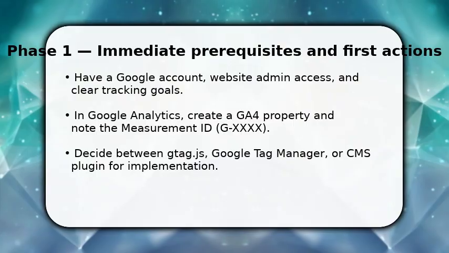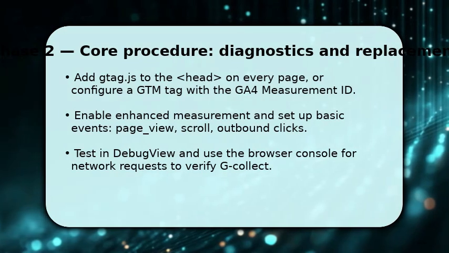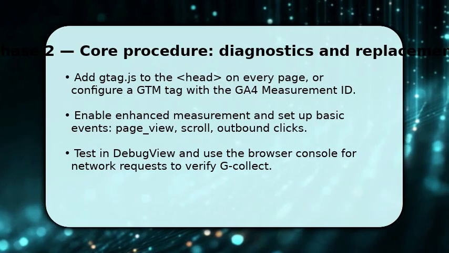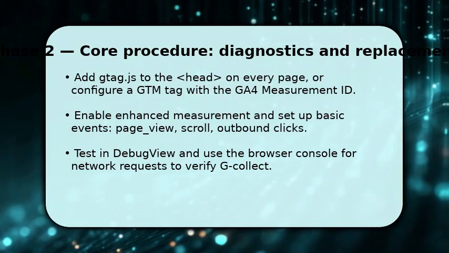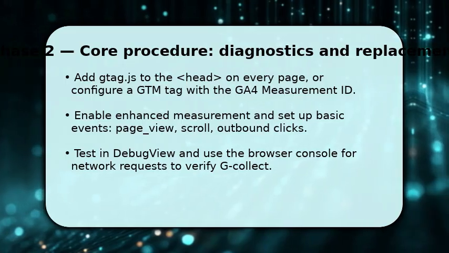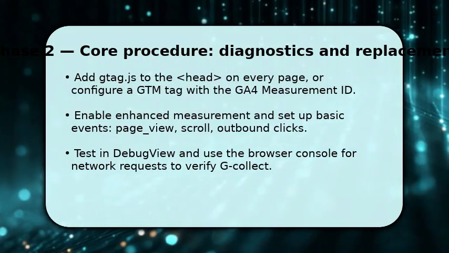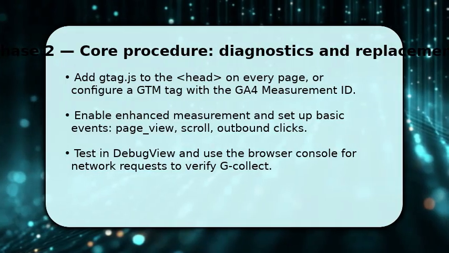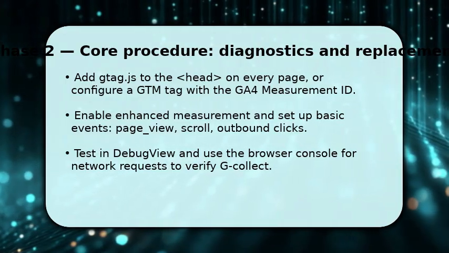Now implement the tracking code according to your chosen method. If using gtag.js, paste the snippet into the site head and insert the measurement ID. If using Tag Manager, create a GA4 configuration tag and publish the container. Enable enhanced measurement to capture common interactions and add any custom events you need for conversions.